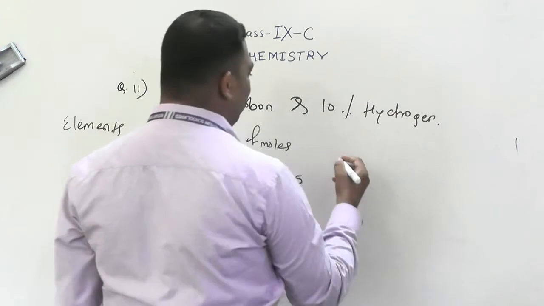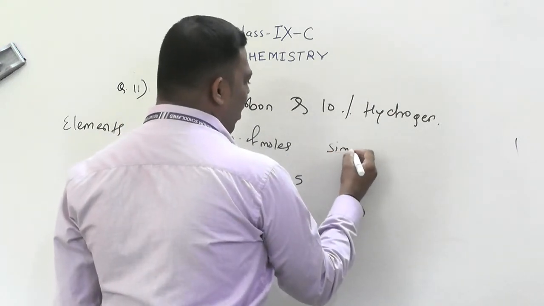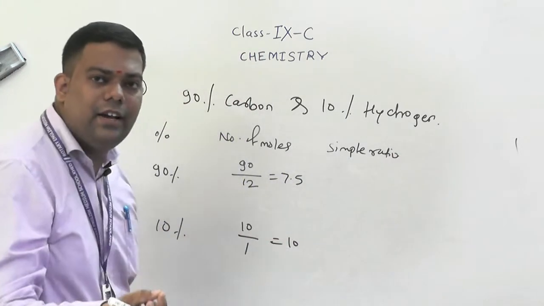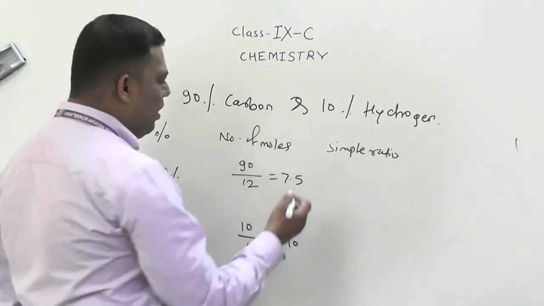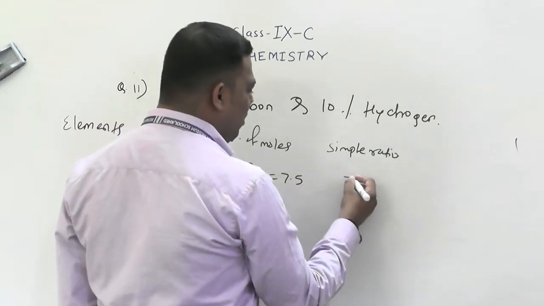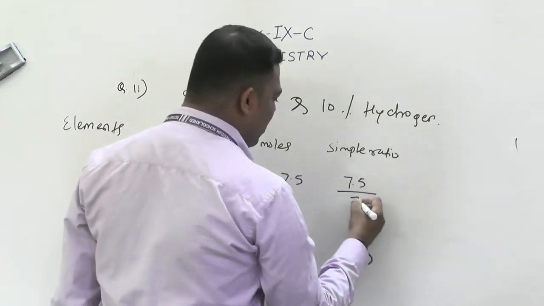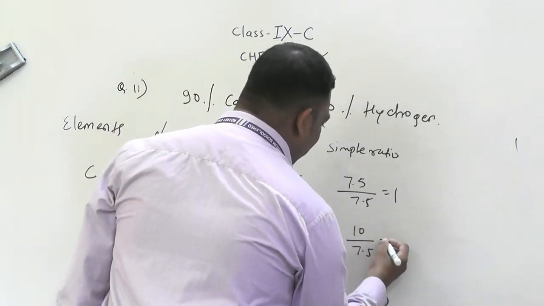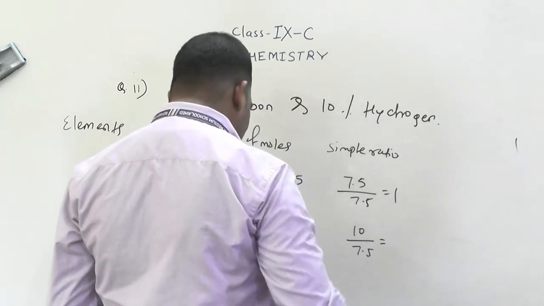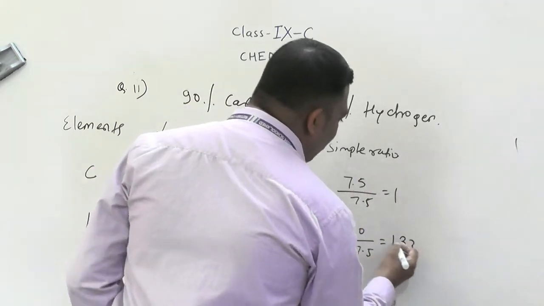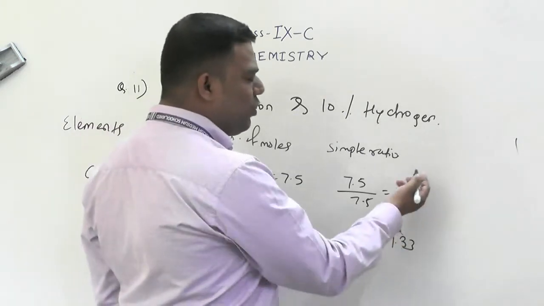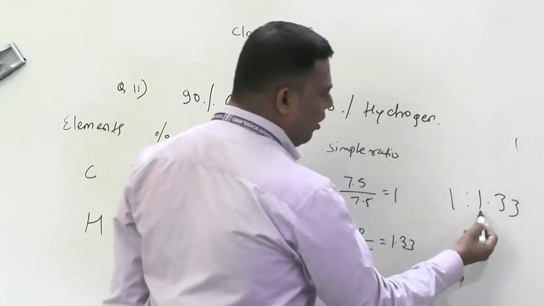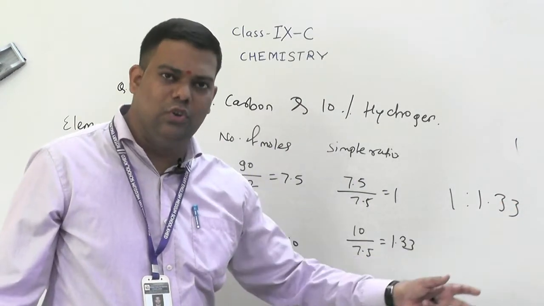So in that method, we have to find the simple ratio, meaning we divide by the least number after calculating. So see here, 7.5 divided by 7.5 gives 1, and 10 divided by 7.5 gives 1.33. Then from this ratio of atoms, how much do we get? 1 to 1.33. By taking the simplest ratio, what will you get?